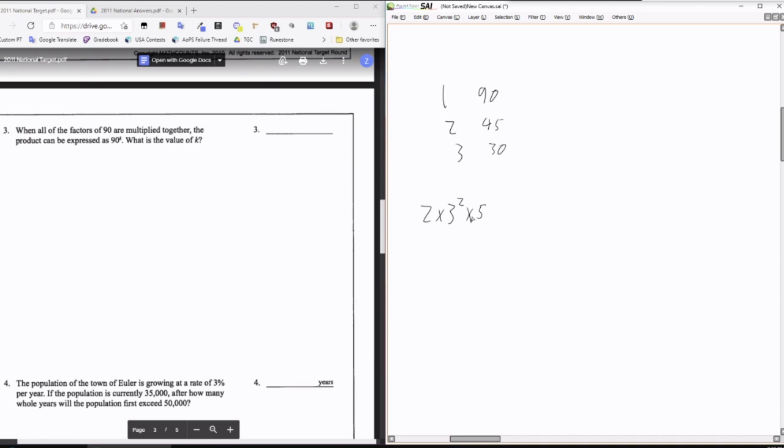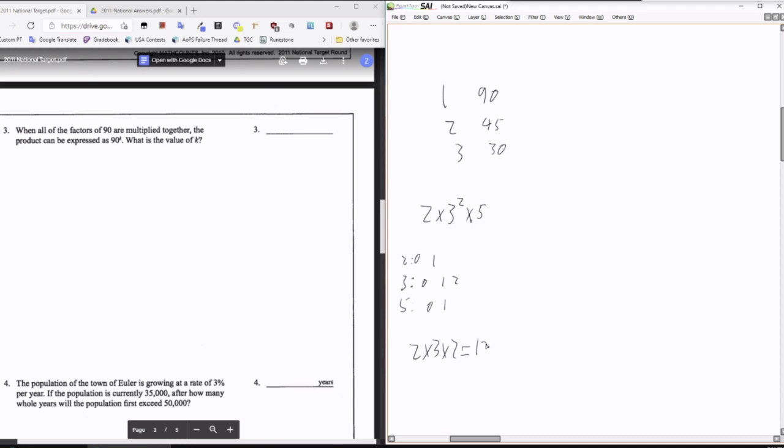So to find how many factors there are in 90, every factor is basically like you're choosing how many 2s, 3s, and 5s go in there. So for 2, you can have 0 or 1. For 3, you can have 0, 1, or 2. For 5, you can have 0 or 1. So the number of factors is how many combinations you can make, which is 2 times 3 times 2. So 12.